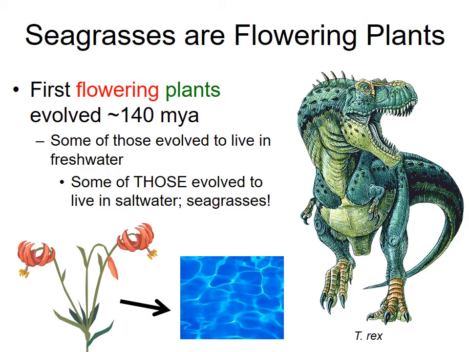So seagrasses are all flowering plants. They're actually not in the grass family. Poaceae is the plant family that includes grasses. They're more closely related to lilies. So this is a terrestrial lily, and ancestors of the lilies and the seagrasses, some of them moved into the ocean and became the seagrasses. This happened during the Cretaceous era, which was the time that Tyrannosaurus rex was roaming the earth, which is why I have the dinosaur picture here.